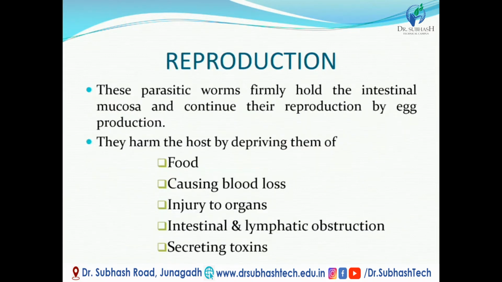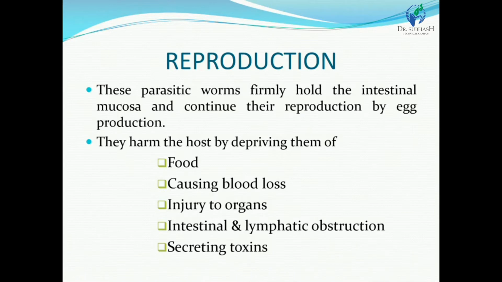While coming to reproduction, these parasitic worms firmly hold the intestinal mucosa and continue their reproduction by egg production. So they are present on the intestinal mucosa, leading to the formation of new eggs, which could be harmful for the body. They harm the host by depriving them of food, causing blood loss, injury to the organs, intestinal and lymphatic obstructions, and secreting toxins. So these are all the effects that can be observed with helminths.